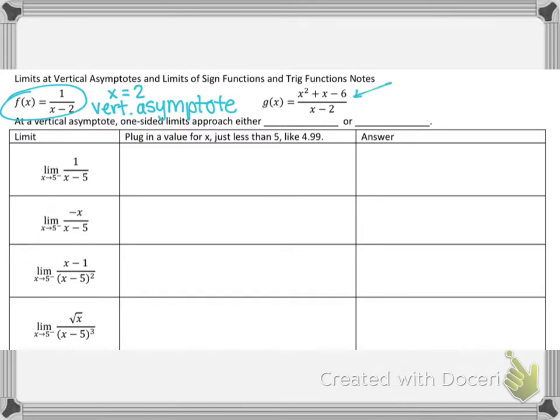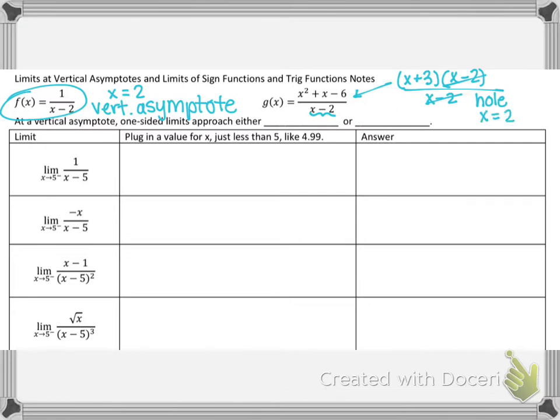Let's contrast that with the function g of x on the right here. And also notice if I plug in a 2 to the denominator, it would be undefined at x equals 2. The function would be undefined at x equals 2, but I'm going to go ahead and factor the numerator. If I factor the numerator, I get x minus 2 times x plus 3, and I have an x minus 2 in the denominator. So when that happens, the x minus 2's can cancel, and we learn that the graph doesn't have a vertical asymptote at x equals 2. Instead, it has a hole at x equals 2.